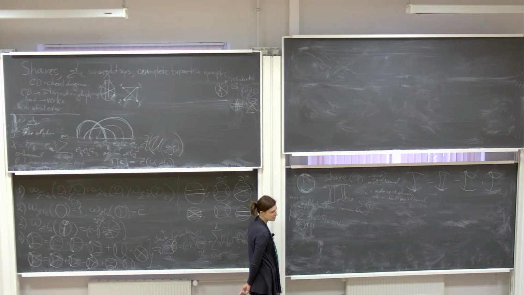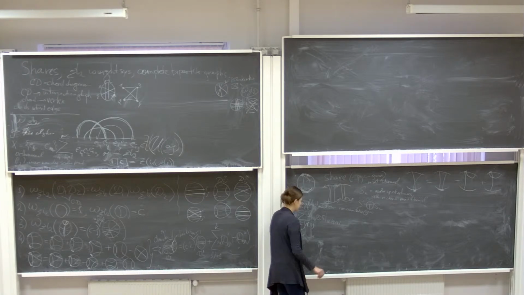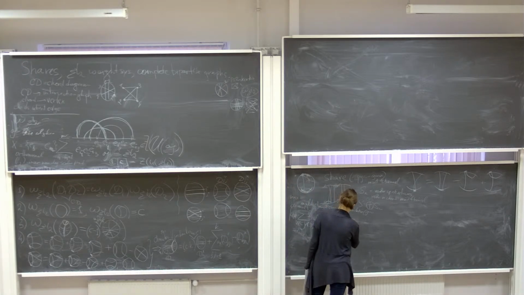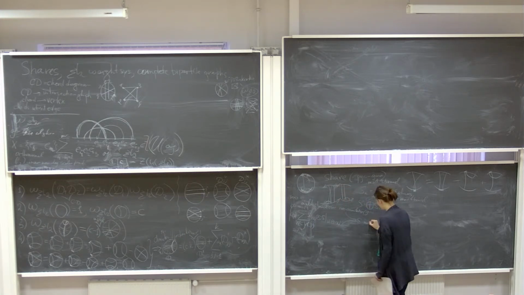So this multiplication and co-multiplication make the vector space of shares into a Hopf algebra. This Hopf algebra is co-commutative but not commutative.